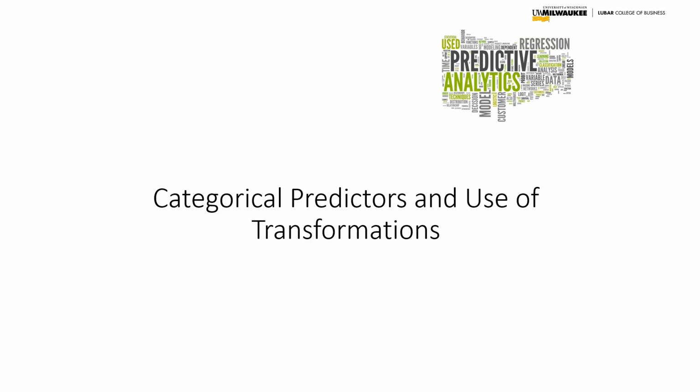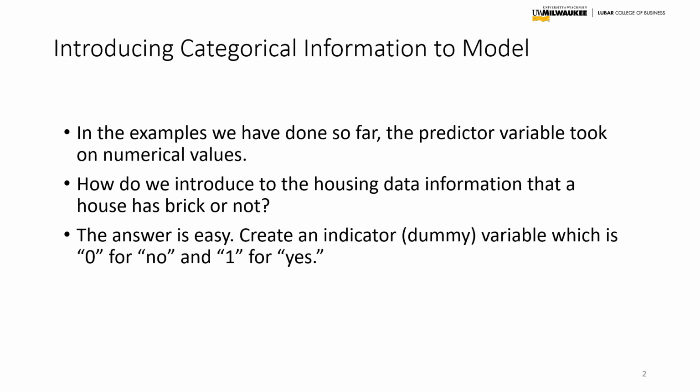For this lecture, we're going to focus on categorical predictor variables and the use of transformations. In the regression examples we have done so far, simple and multiple, the x variables used took on a range of numerical values, such as the size of the house. Now let's consider how to enter a categorical variable into the model. Example, does a house have brick or not? The answer is easy in terms of how we do that.